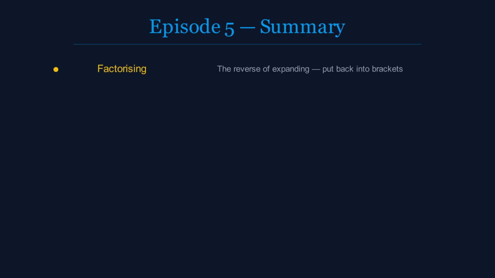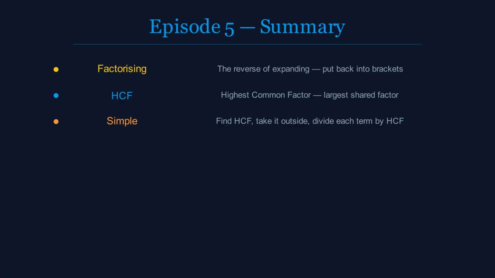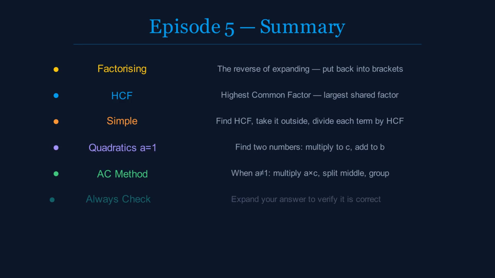Chapter 7. This is a summary of what we have learned today. Factorizing is the reverse of expanding, finding the HCF of all terms. For quadratics, find two numbers that multiply to c and add to b. Always verify by expanding your answer.